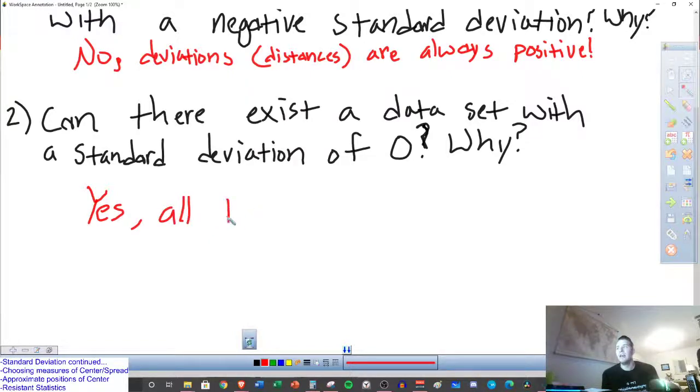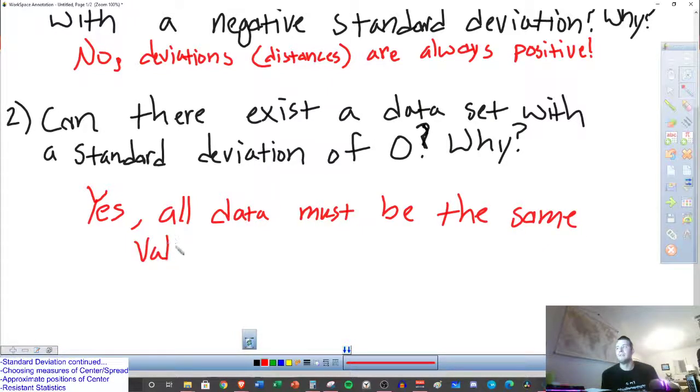All data must be the same value. If all the data is the same, then that means it's the mean. The mean is that data. Like if everybody scored 100 on the test, what is the mean for the test? Well, it's 100. What's the median for the test? 100. The max, the min, 100, 100. Like everything is 100. Well, there is no deviation from that mean. There's no distance, so it would be 0. Okay, hopefully that makes sense. So the deviation would be 0. So this is entirely possible.